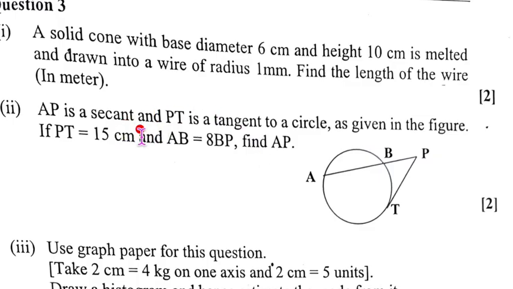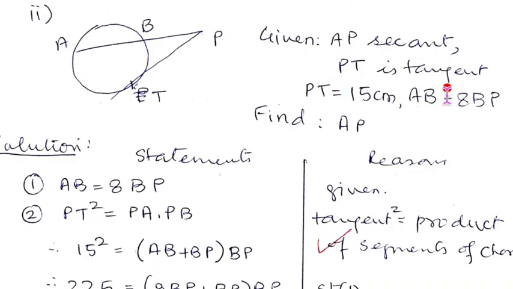Question number 3, second part. AP is a secant, PT is the tangent, and PT is 15, AB is equal to 8 times BP, and find AP. So first of all, we will draw the diagram. We write what is given the way it was given in the question, and we have to find AP, means from here to here. To begin with, we will write what is given. AB equal to 8 BP. We write as it is.